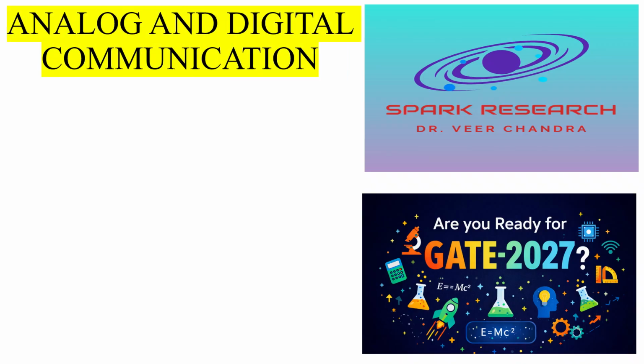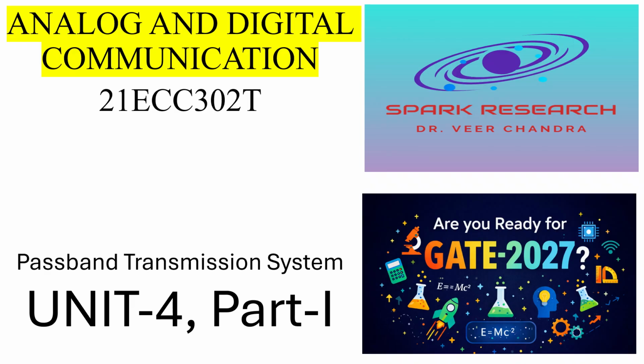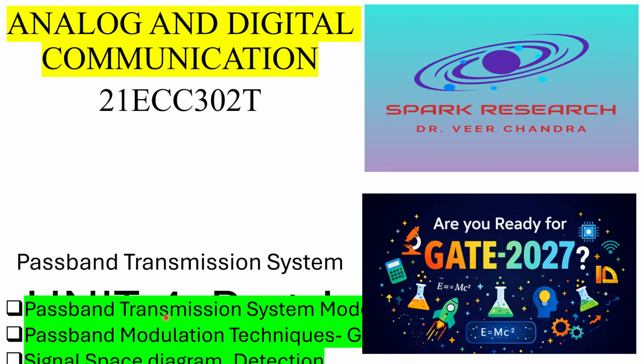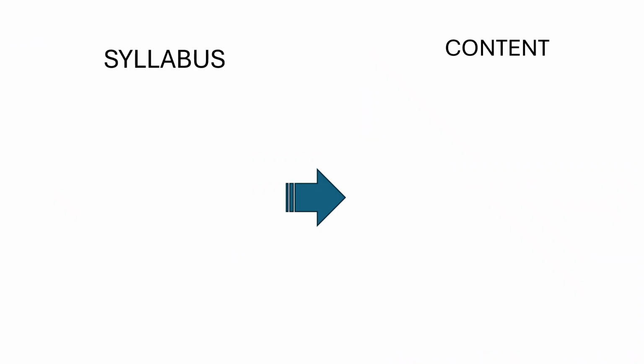And in this session, we are going to take the contents from this analog and digital communication course. This is the session where we are going to cover unit 4, passband transmission system. This is the first part, and shortly we'll come with another part, which will be the concluding part. So we'll have only two parts for this unit. In this unit we are going to focus on the passband transmission system model, passband modulation techniques, and the signal space diagram along with the detection. So let's see the details.